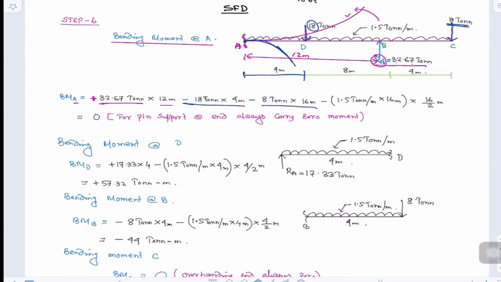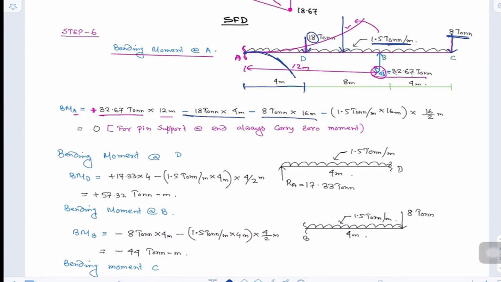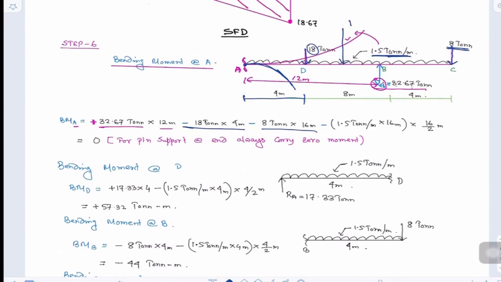Similarly, if you remove this line, there is a UDL. UDL will need to be converted into a point load. Say the point load will act at the CG of the loaded area. What is the loaded area now? 16. Now what will be the total load? Total load will be 1.5 into 16. This is my total load. This total load will also create a negative moment. So negative 1.5 into 16 is total load into distance.